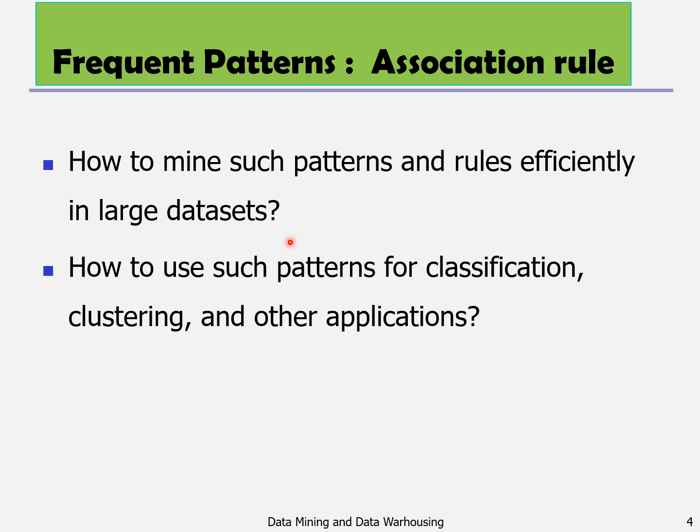Also, we want to identify how to use such patterns for classification, for clustering, and for other applications. So association rules are used in other applications such as classification and clustering. And the relationship between frequent patterns and association rules is that once we identify frequent patterns, it is very easy for us to define association rules.